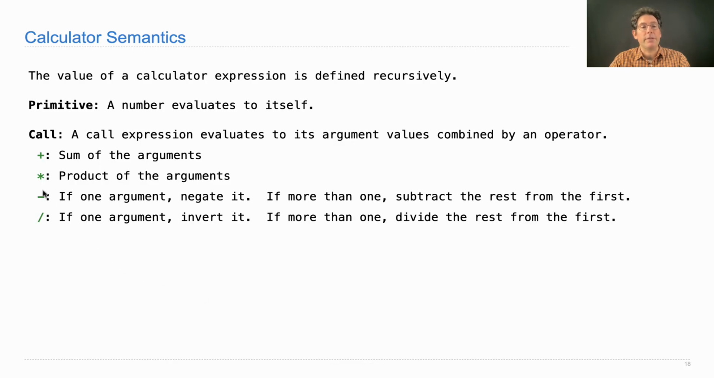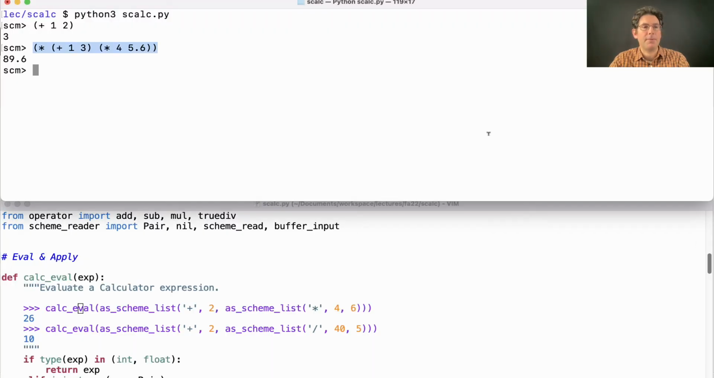Minus doesn't work if there's 0 arguments. If there's 1 argument, it negates it, and if there's more than 1, it subtracts the rest from the first. Divide, like minus, does something special with 1 argument: it takes 1 divided by whatever the argument is, and if there's more than 1, divides the rest from the first. So, for example, I can divide 3, which gives me 1/3, but if I divide 2 by 3, I get 2/3.